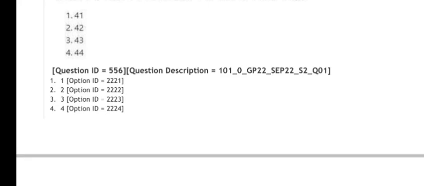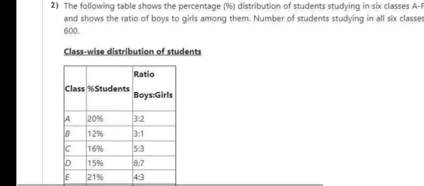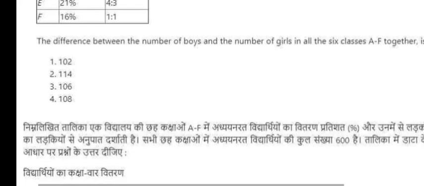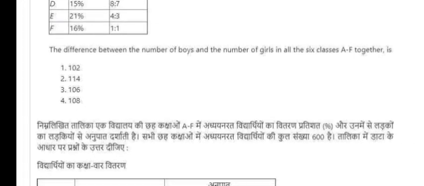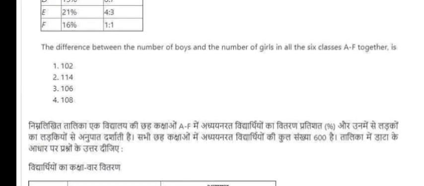Second question says, the difference between the number of boys and the number of girls in all the 6 classes A to F together is what? 102, 114, 106, 108. It will be 104.